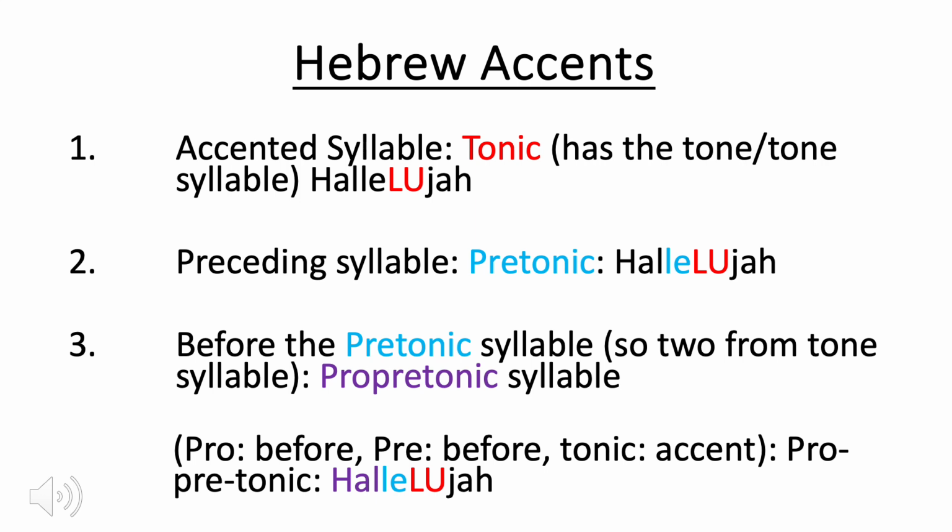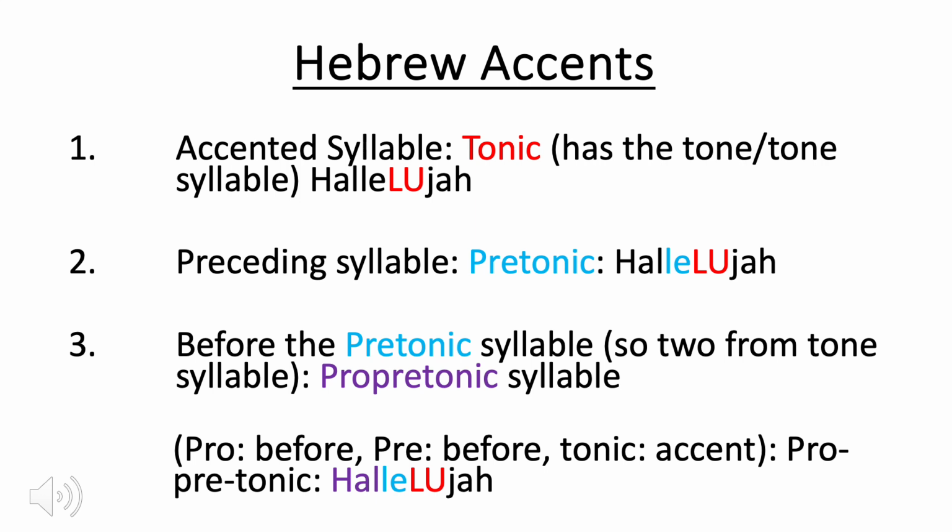It has the tone. Hallelujah. Lu is tonic. The preceding syllable before lu is pre-tonic because it comes pre, just before lu. Hallelujah. Le is the pre-tonic syllable. Before the pre-tonic syllable, so two before the tonic syllable, is the pro-pre-tonic syllable. Pro meaning before, pre meaning before, tonic meaning accent. So the pro-pre-tonic in this word is hal. Hal is pro-pre-tonic, le is pre-tonic, lu is tonic. This will make sense in just a moment, but you need to know these terms so that you can identify the proper syllable.